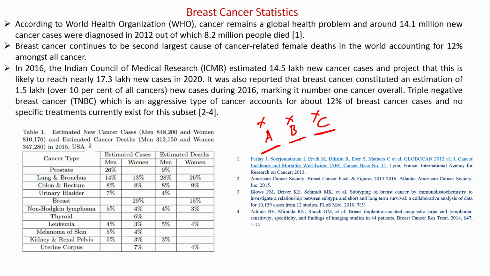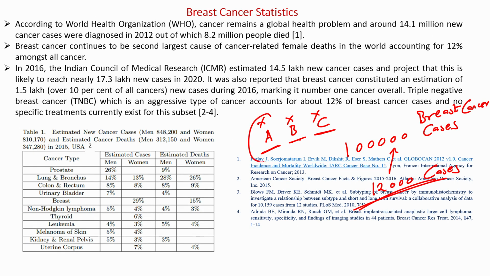But 12% of breast cancers are different. Say 1 lakh cases of breast cancer, out of which 12,000 cases are triple negative breast cancer. What is triple negative? All three biomarkers are absent, and if all three biomarkers are absent, that means the person is normal, but in reality the person has cancer, and that is a difficult part.